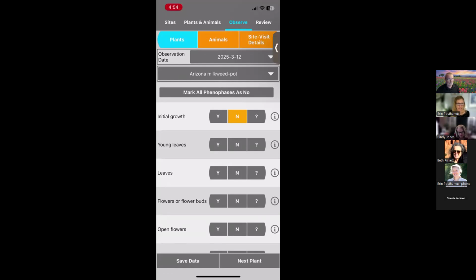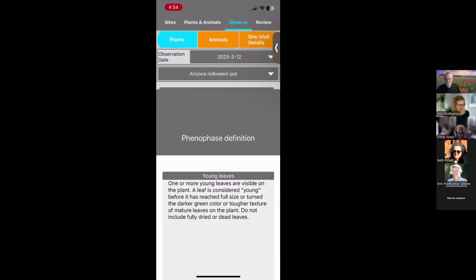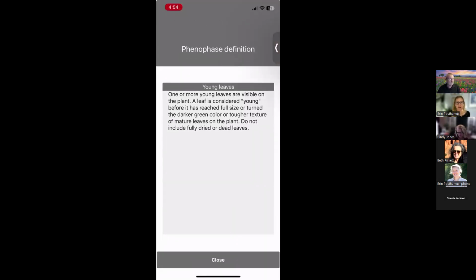What about for young leaves? Again, if we tap that little i, young leaves are the leaves that are not quite full size and they're not that darker green color or tougher texture.